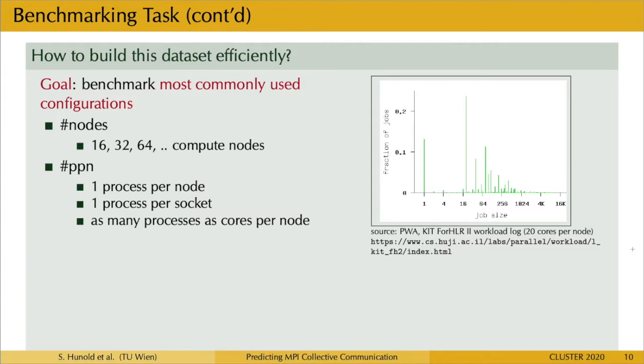So how do we build such a data set efficiently? I mean, what kind of parameters do we use? What kind of configurations do we use? So our goal was to benchmark on the most commonly used configurations. The configuration consists of the number of compute nodes and the number of processes per node. And we are benchmarking on the most commonly used settings.